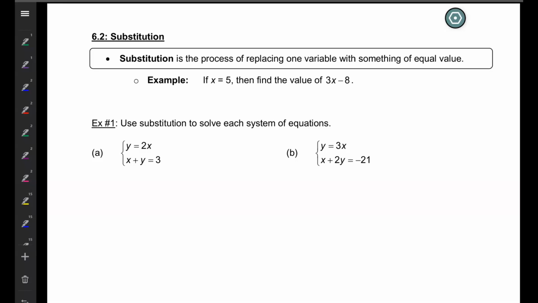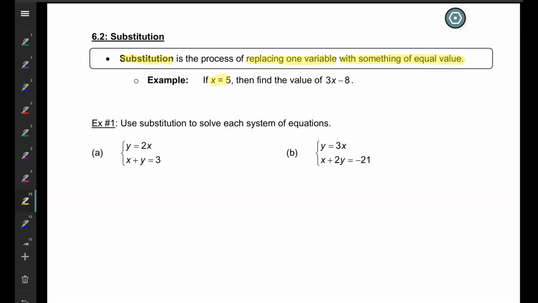Okay, so today we're going to do 6.2 on substitution, and just a little bit of a review. Substitution is the process of replacing one variable with something of equal value. So here's an example of how we did it way back at the beginning of the year.